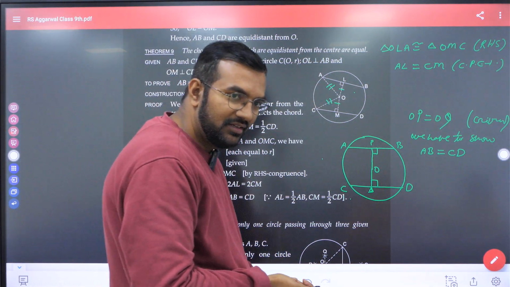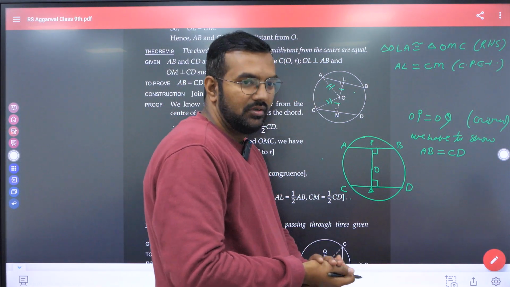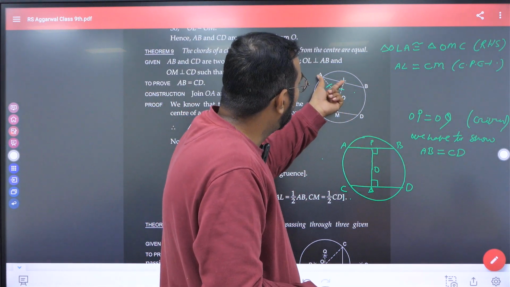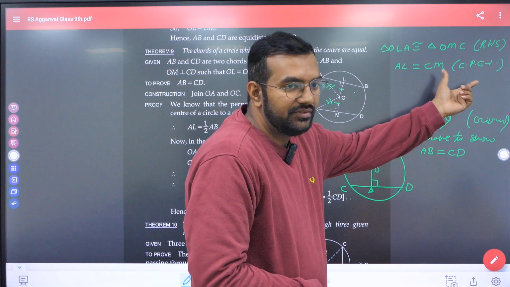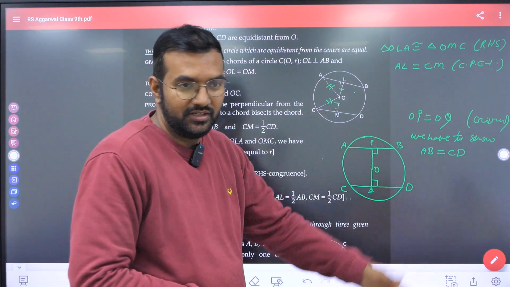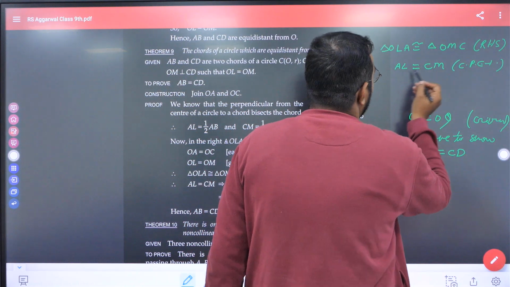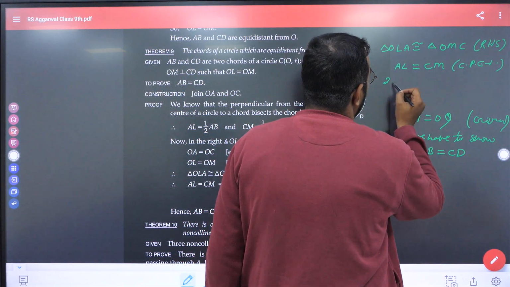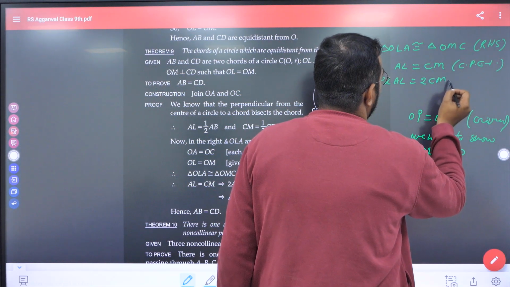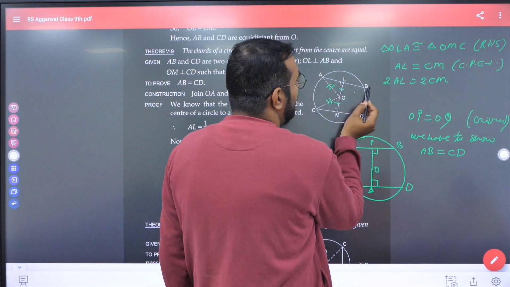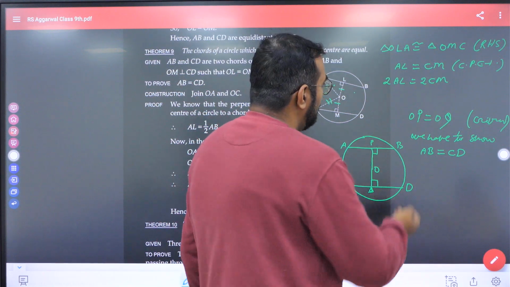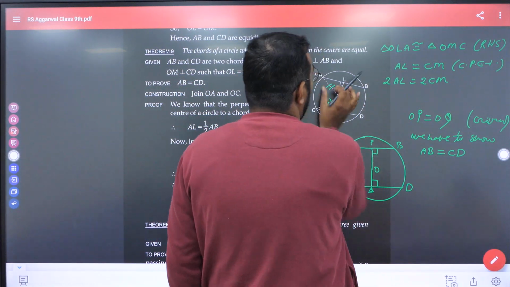Multiply AL and CM by 2. Because if AL is equal to CM, then double of AL will be equal to double of CM. Obvious things, or you can say by axiom or postulate: if things are equal, their doubles will also be equal. So 2AL is equal to 2CM. And 2AL is equal to AB because AL is just half of AB.